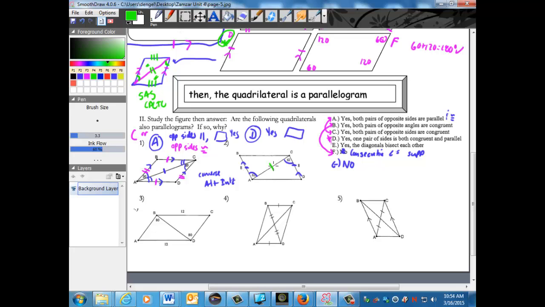Let's put 2 marks here. It's shared, it's reflexive. Now I have side angle side, side angle side. So these two triangles are congruent. And by CPCTC, that means BC has to be congruent equal to DA. And so answer choice A would work here too.